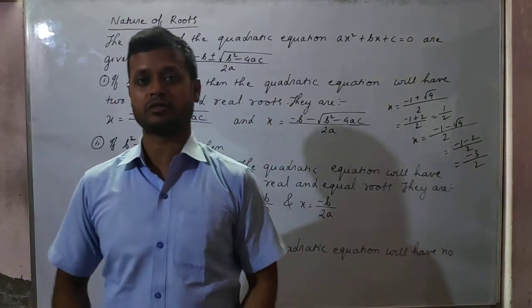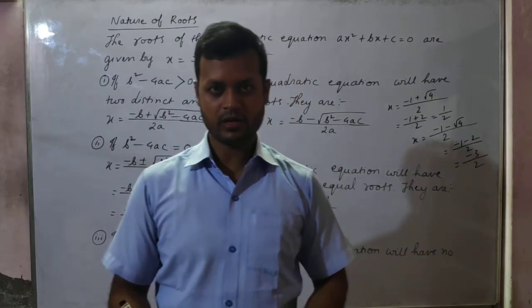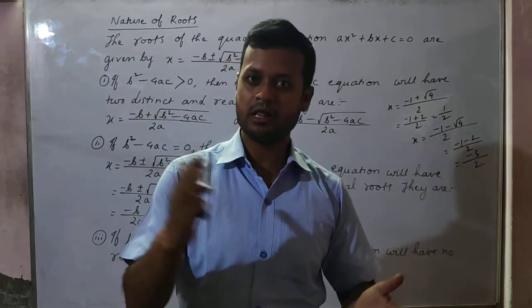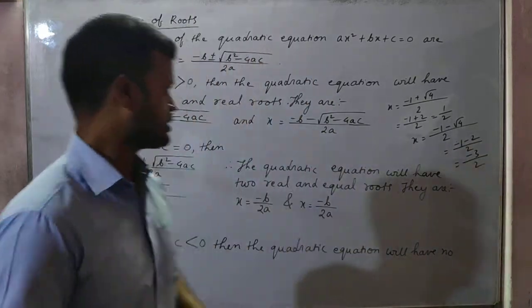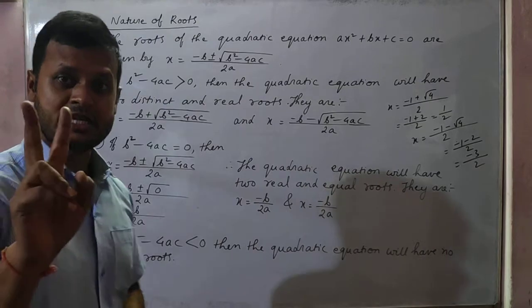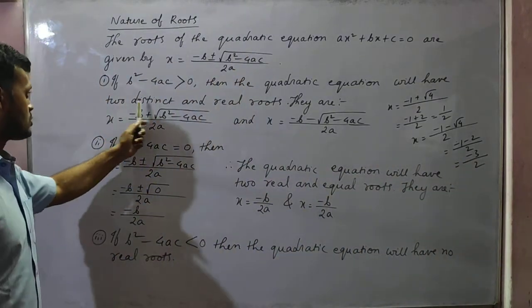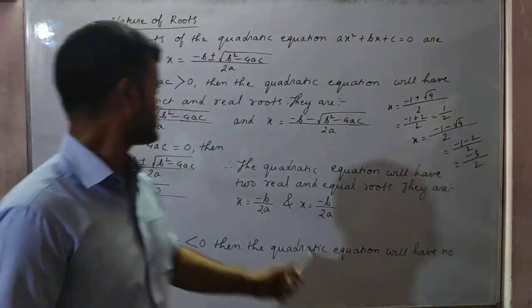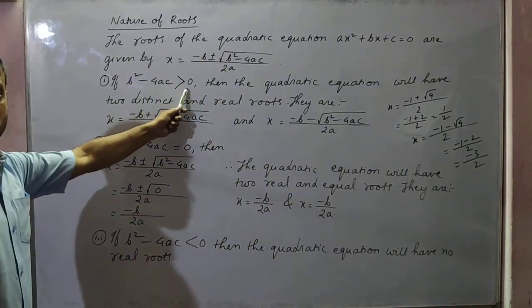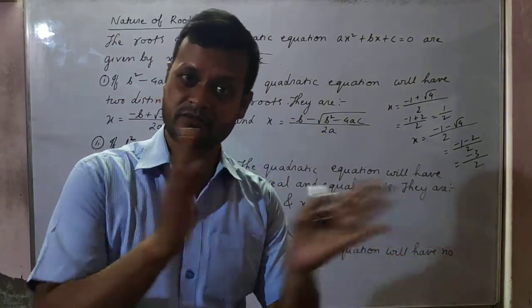Also you will get real roots. That means among the real numbers only you will get. Okay. Real numbers, you know that? The collection of all rational and irrational numbers are called what? Real numbers. So we will get two distinct roots and also real roots. The roots will be real, of course. If b square minus 4ac is greater than 0, the roots will be real and the two roots will be distinct. That means different.